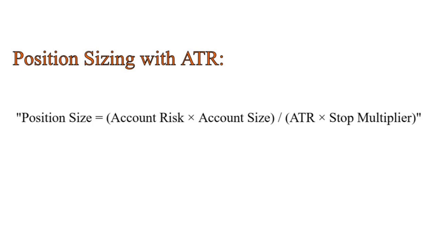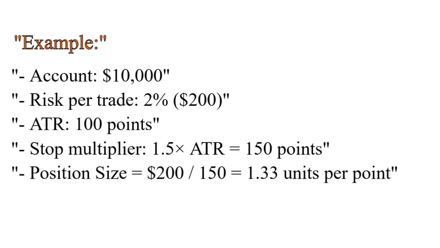Here's how to protect your capital. Position sizing with ATR. Use ATR to size your positions. Position size equals account risk times account size, divided by ATR times stop multiplier. Example: account, $10,000. Risk per trade, 2%, $200.